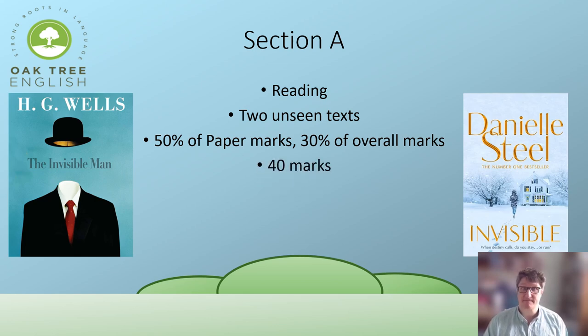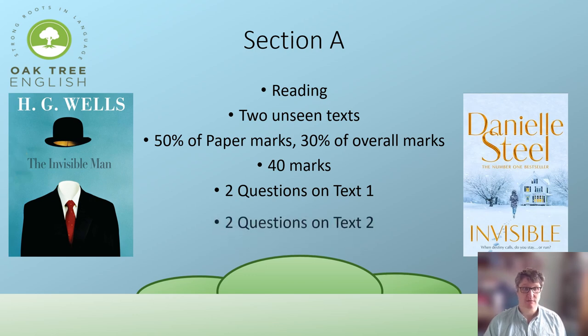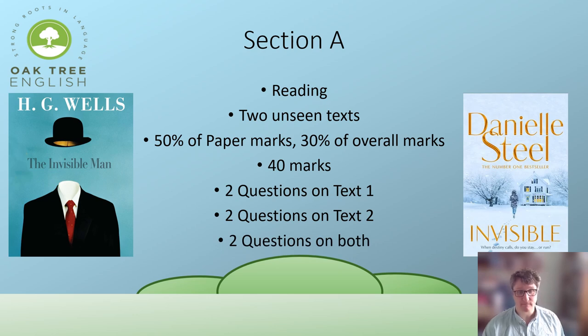You've got 40 marks for section A, and 40 marks for section B, the writing. This will be broken down per question, so we'll look at this as we go. There are two questions on text one, two questions on text two, and two questions on both. In each one, it'll be a small question and a large question, a small question and a large question, a small question and a large question. You should be aware of that and time it appropriately.